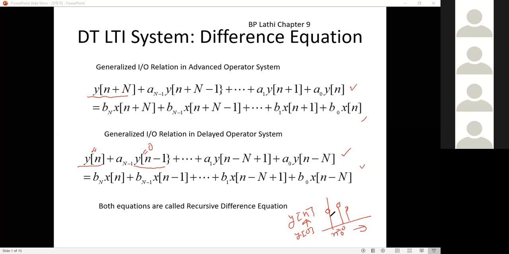So what you can do, if you want to find, for example, y[0] in this equation, you put n equal to 0. But in the advanced operator form, if you want to find y[0], then you have to put n equal to minus N, capital N, then you will get y[0]. But in all the cases, what you need to know is that in order to calculate your present values, you may need a few past values. Those will come as initial values.